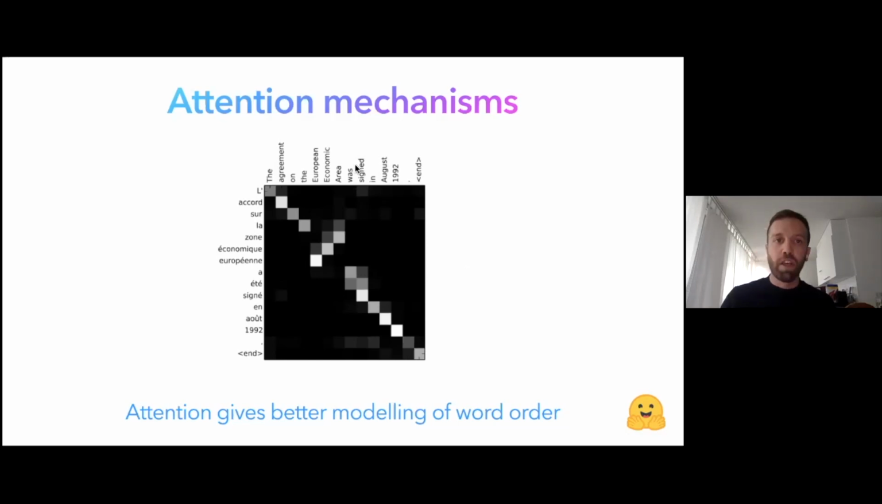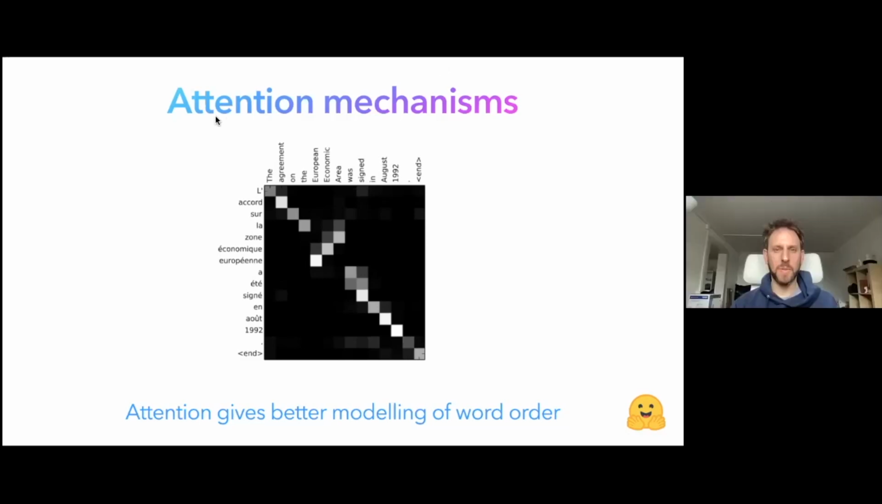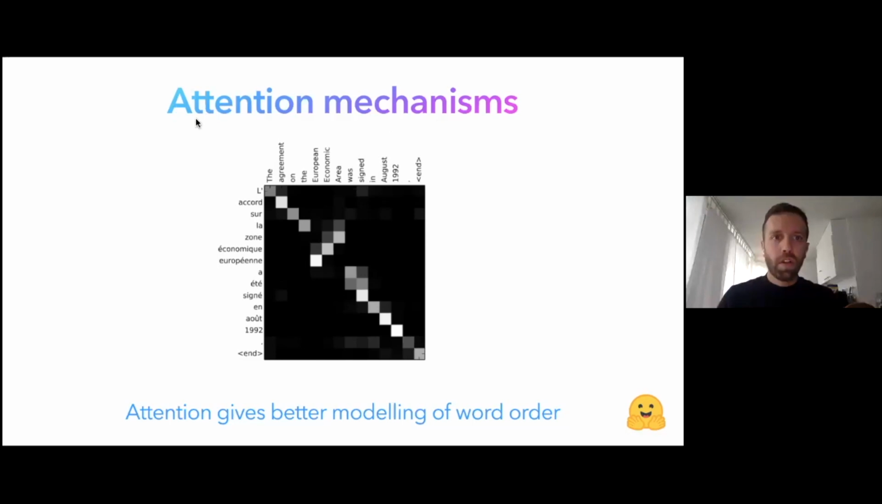So when looking, can you see my mouse, by the way? Or should I use something else? Looks good to me. Okay, cool.